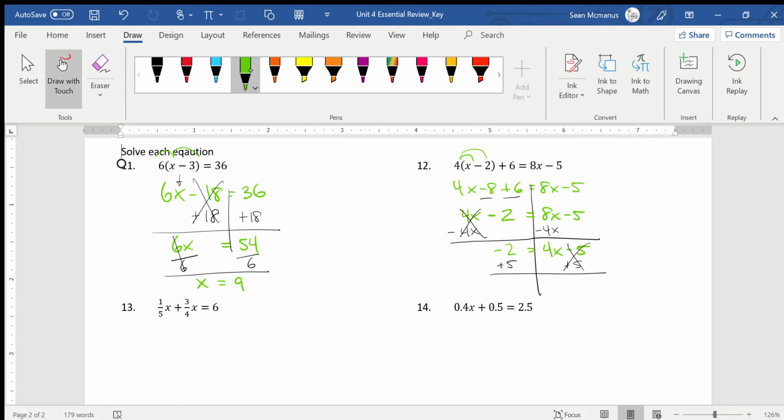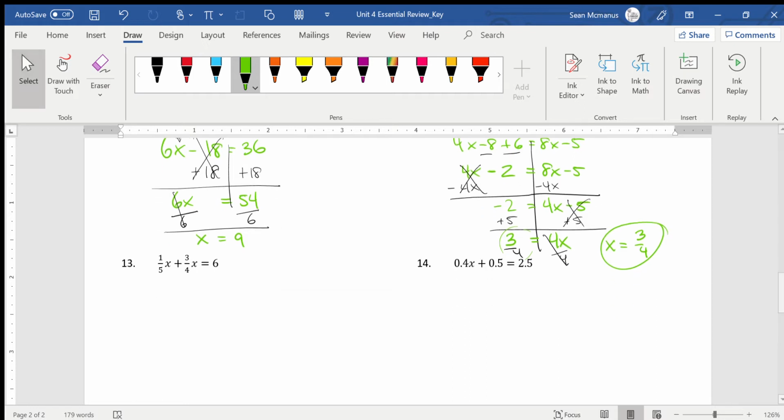And negative 2 plus 5 is 3. 3 equals 4x. And then if I divide away the 4, I ran out of room at the bottom, but x equals 3 over 4. All right, that's all that was left over here.